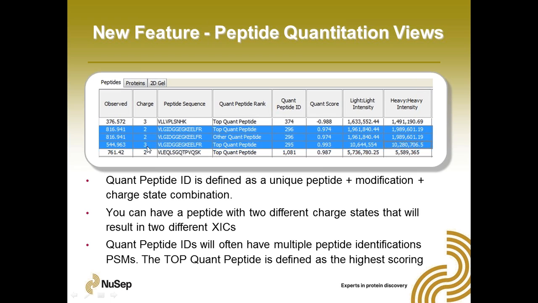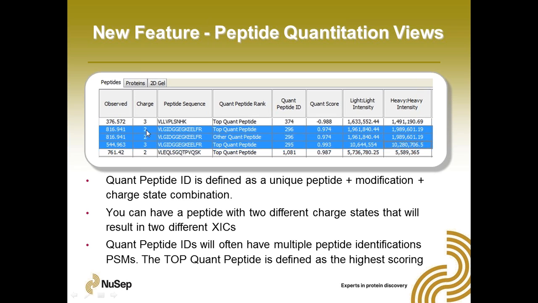Anytime we see a separate charge state for that peptide, or a peptide plus a new modification, that will result in a new extracted ion chromatogram, thus a new quant peptide ID and a different intensity. So you can have the same three peptide IDs, two different charge states, two different extracted ion chromatograms. Okay? So filtering by top will reduce those.